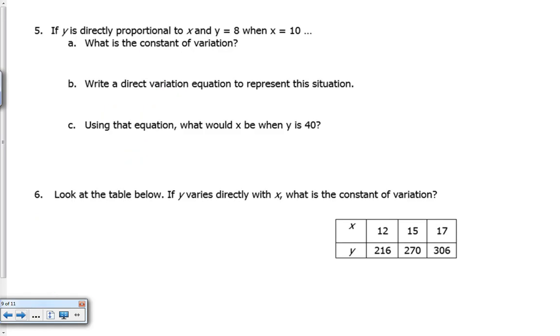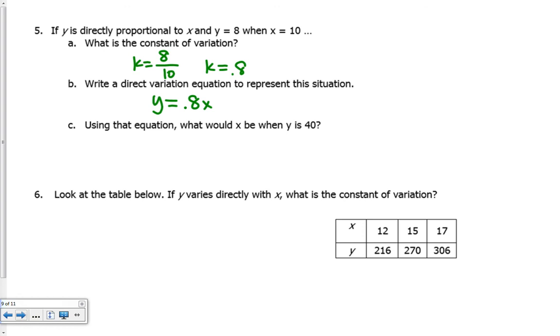Five, it says y is directly proportional to x, and y is 8 when x is 10. So what's the constant? Again, k is equal to y over x. I'm going to put 8 over 10, which means that k is 0.8, or 4/5, either way. Now it says write an equation, all right, y equals 0.8x. You just plug it in.